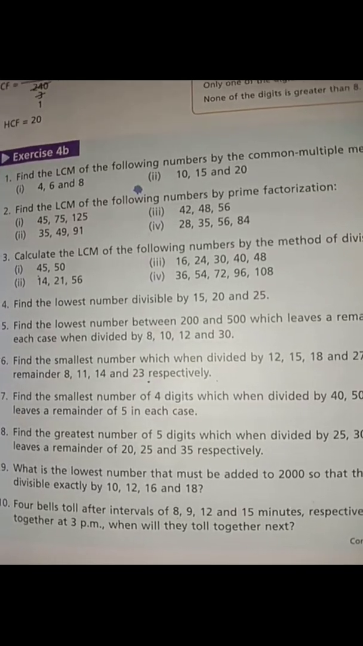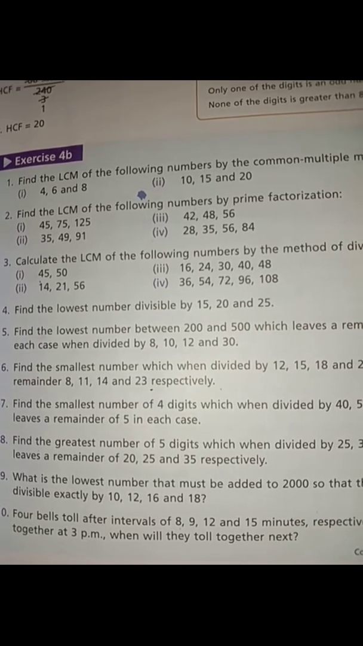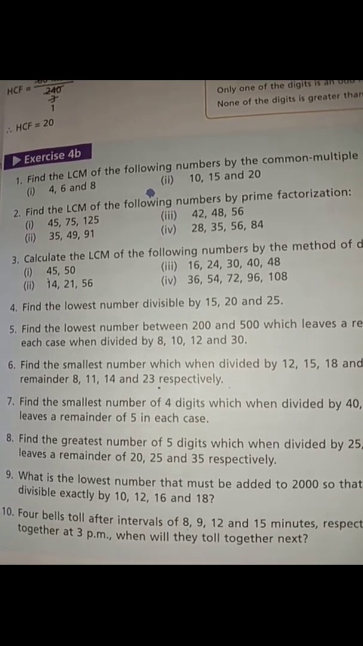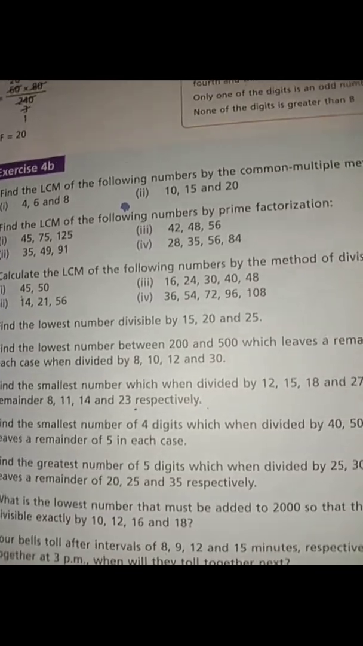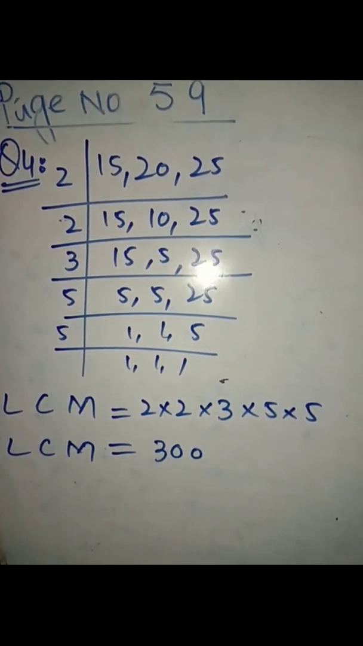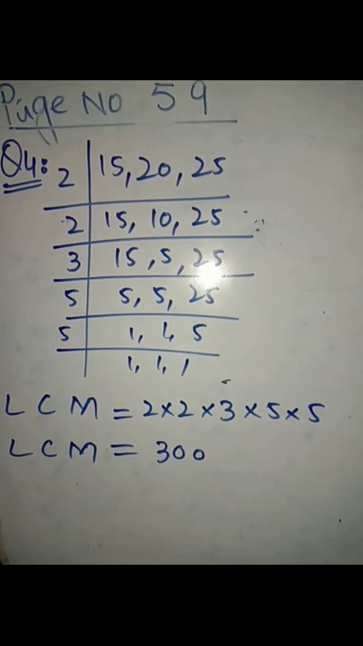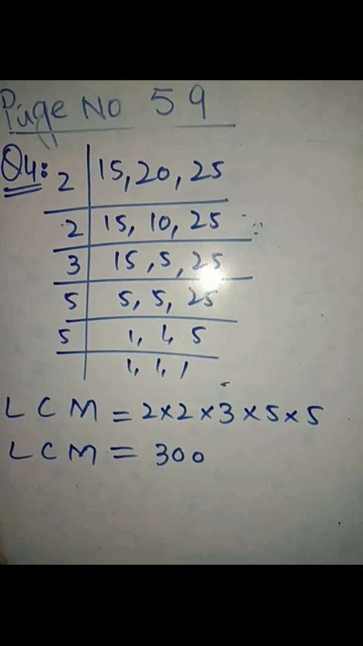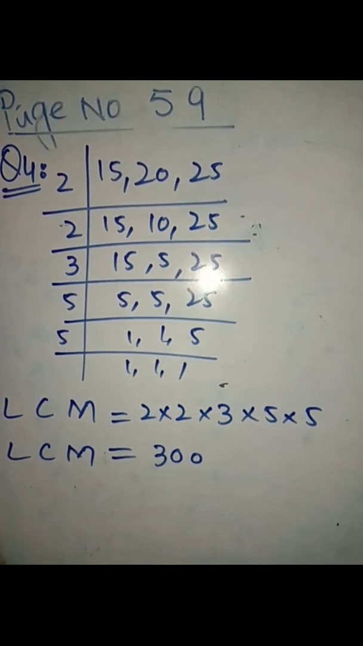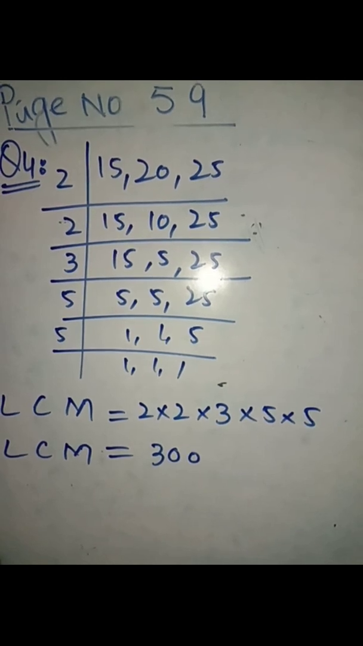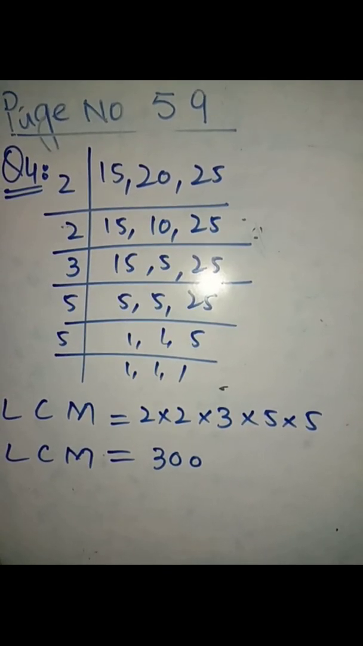In question number 4, we have to find the lowest number divisible by 15, 20 and 25. You have to just find the LCM of 15, 20 and 25. By taking the LCM of 15, 20 and 25, we got 2 times 2, 3 and 5 times 5. And the answer will be 300. So we can say that 300 is the least common multiple, or the lowest number divisible by 15, 20 and 25.